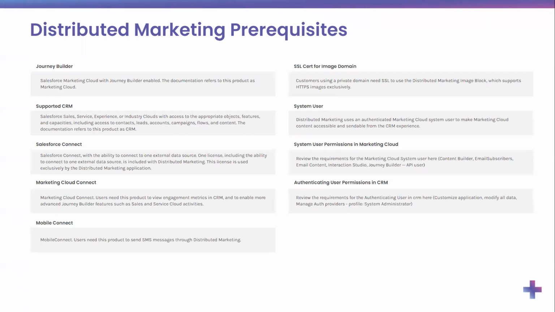Mobile Connect, this product is used so users actually have the ability to send SMS through distributed marketing. I would then like to go on to highlight that you will need a SSL cert for image domains. A distributed marketing image block actually supports HTTPS images exclusively.